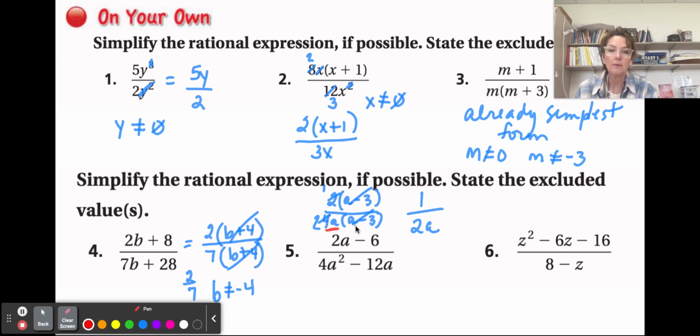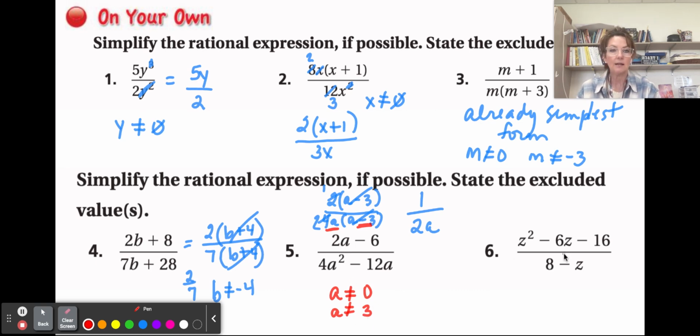And then here, I like to look at it in this form, because we have this 4a and we have this a minus 3. Okay? So we would have to say that 4a could be equal to 0 or a minus 3 equal to 0, and therefore a cannot equal 0. A cannot equal 3. And those are the 2 excluded values for number 5.